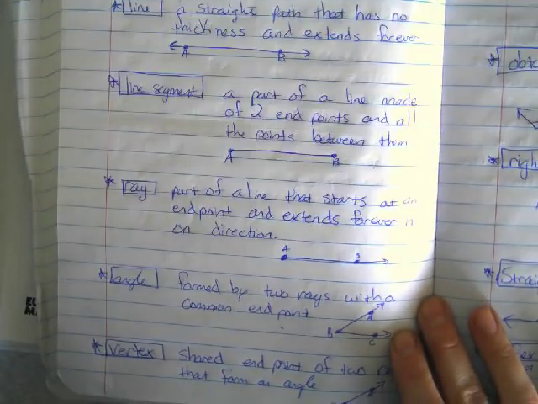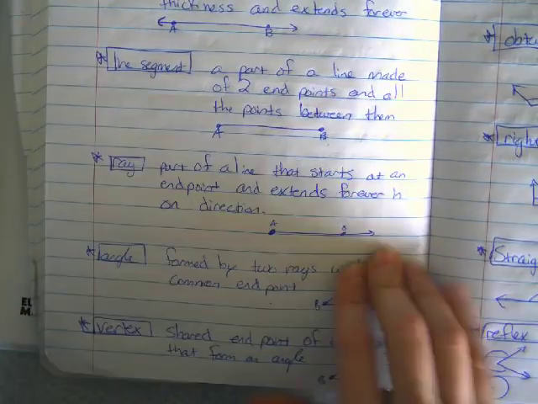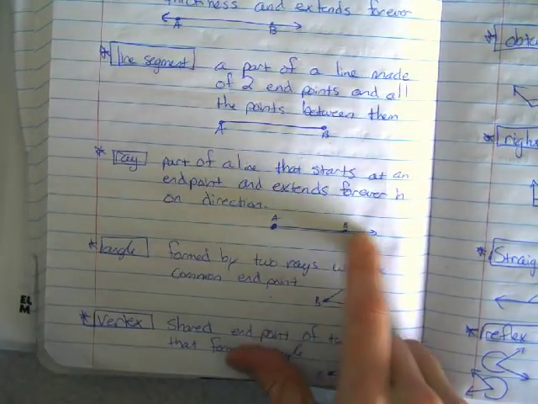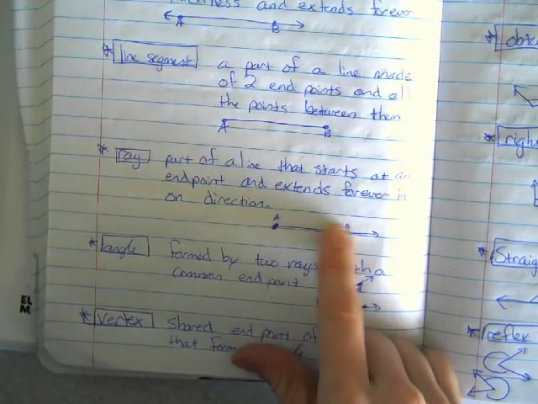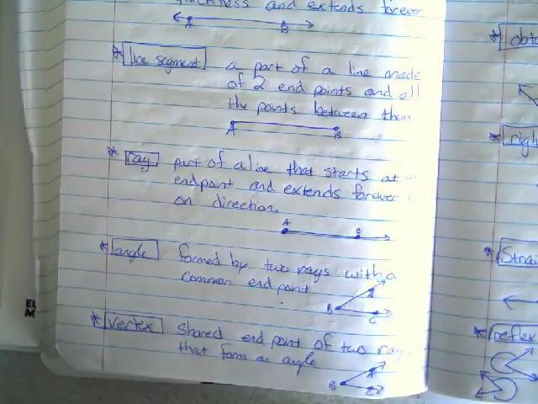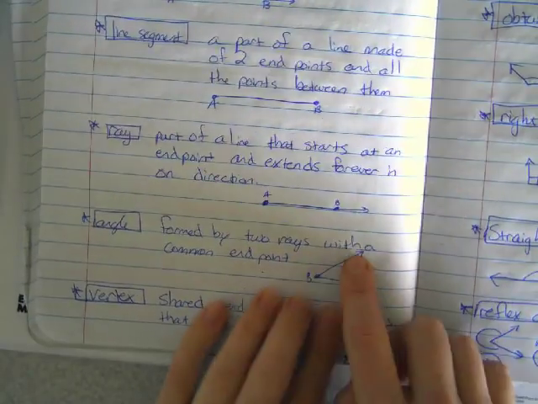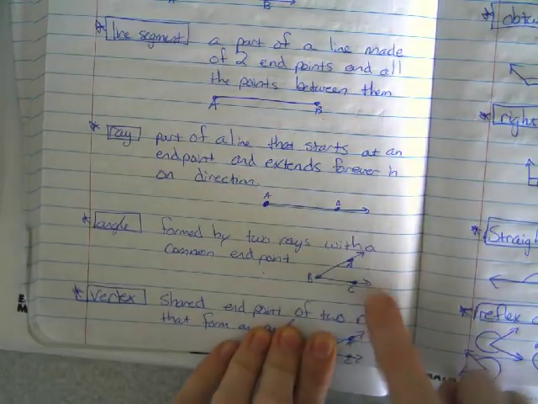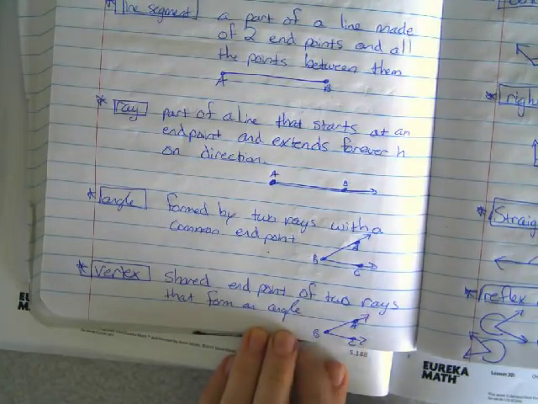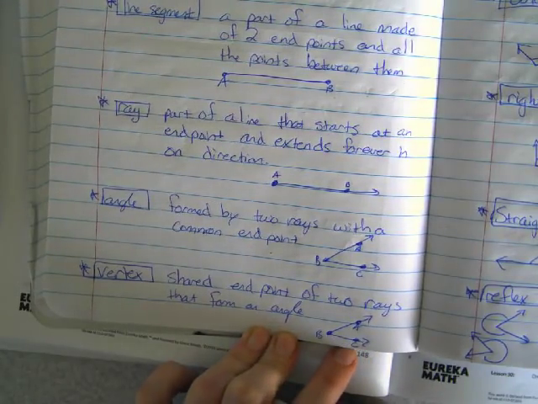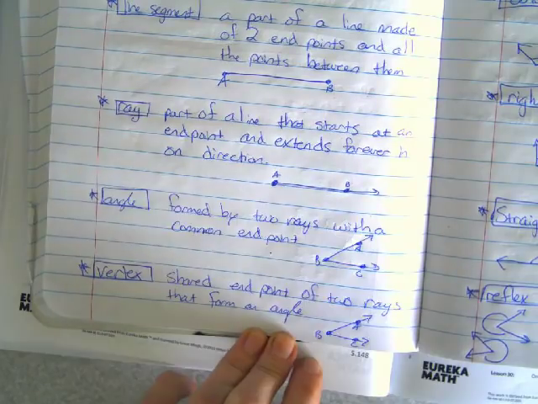A ray is a part of a line that starts at an endpoint, but then it extends beyond the other side. So you see this is actually a point like the segment, but then over here it's like the line. An angle is formed by 2 rays with a common endpoint, and so these are our 2 rays because they extend with the arrows forever, and then they have that common point. A vertex is a shared endpoint of 2 rays that form an angle, so it looks very similar to the angle there.